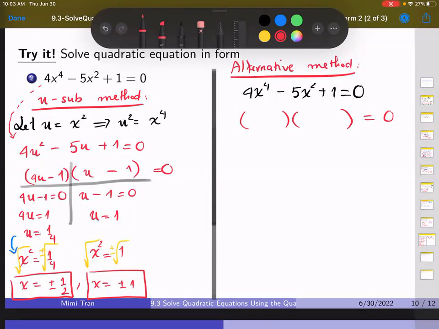Instead of u, it's going to be what? 4. We're just going to use the middle term, right? 4x squared and then x squared, because 4x squared times x squared is 4x to the 4. Right? And then 1 here and 1 here. And minus.